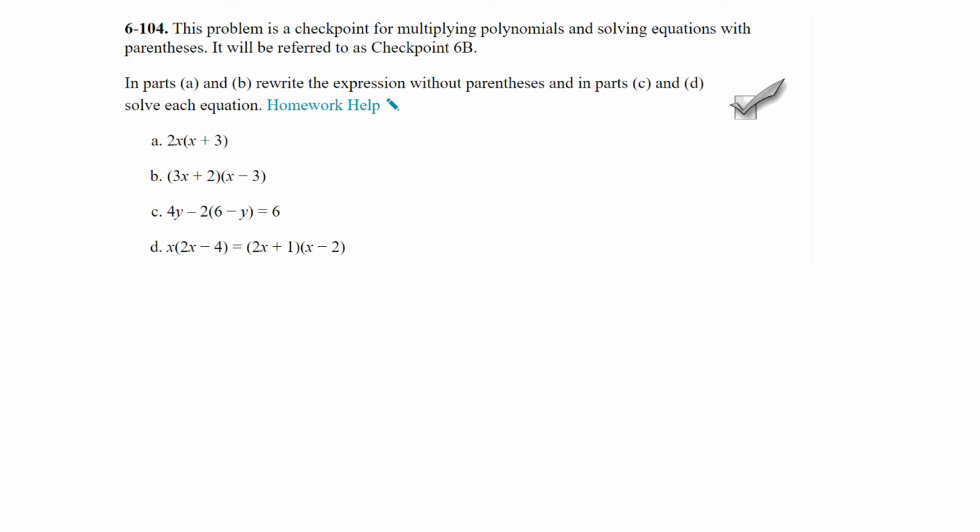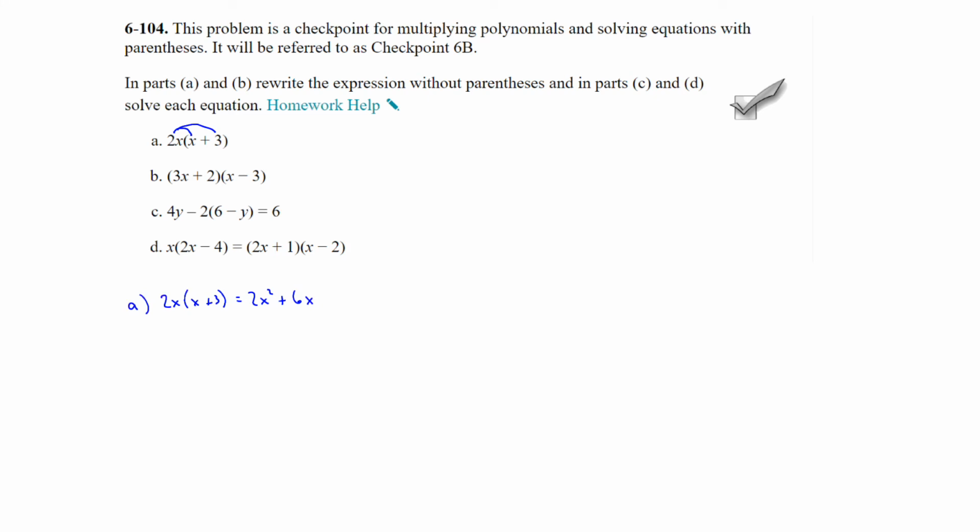So in parts A and B, we want to rewrite the expression without parentheses. We'll start there. And part A is a monomial times a binomial, so we can use the distributive property. So 2x times x plus 3, simplified without the parentheses, would be 2x squared, and then 2x times 3 is 6x. And so we can't do anything else with that.